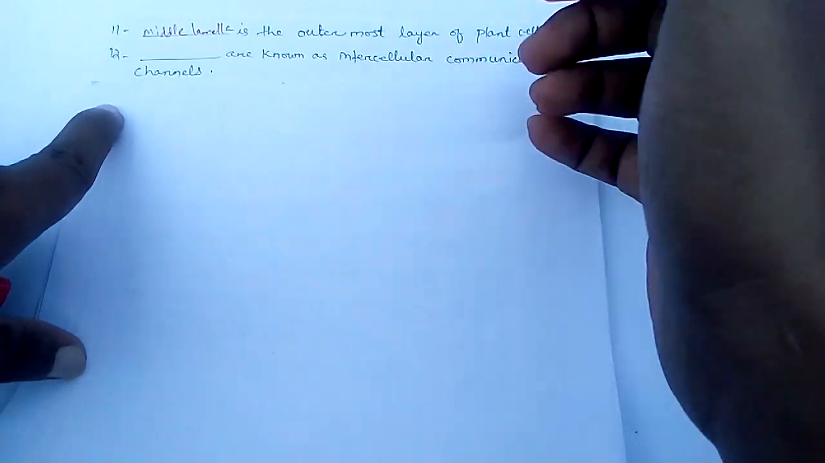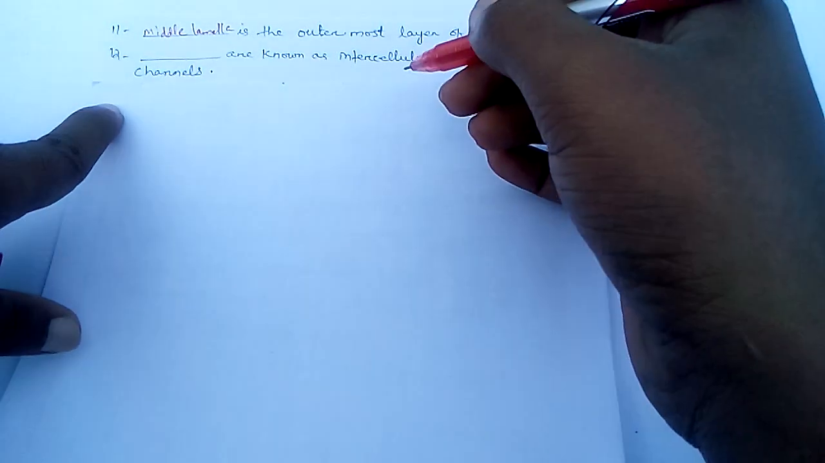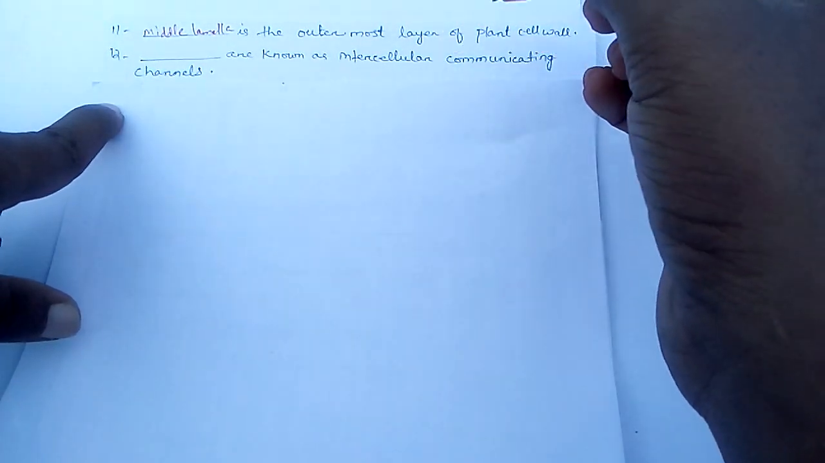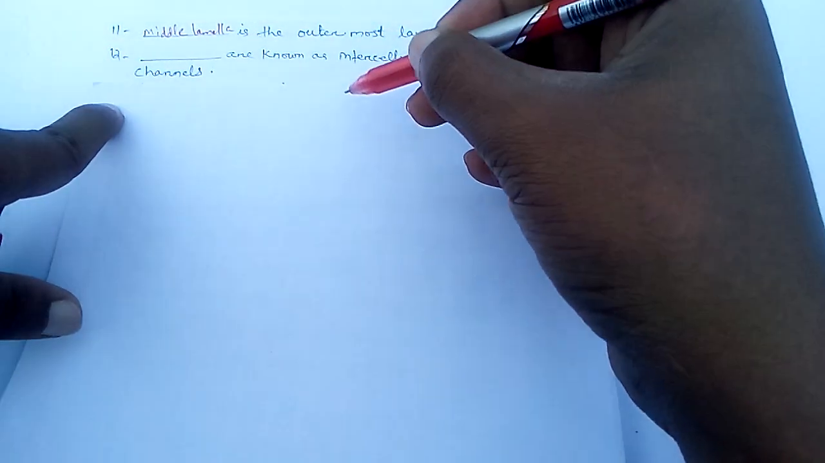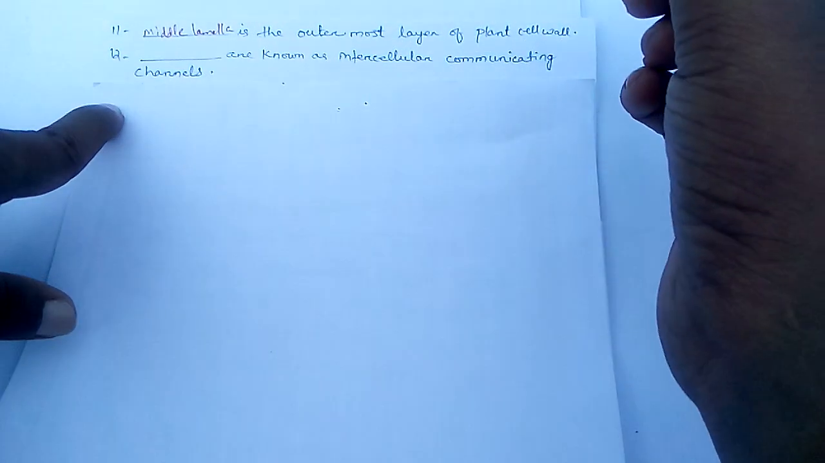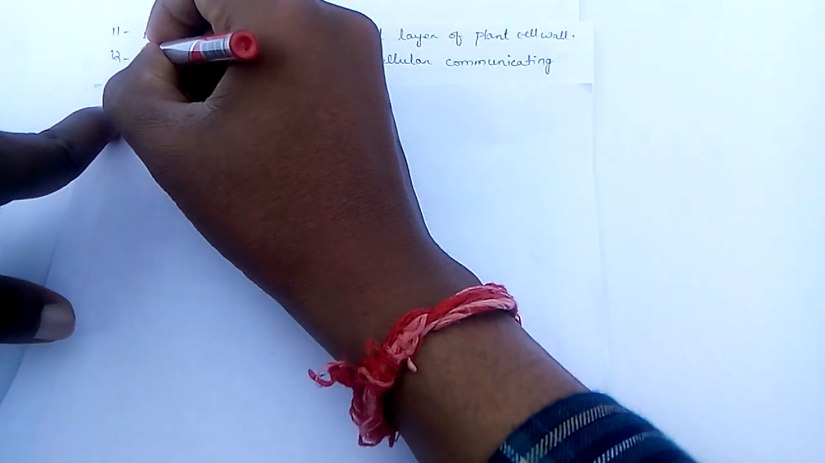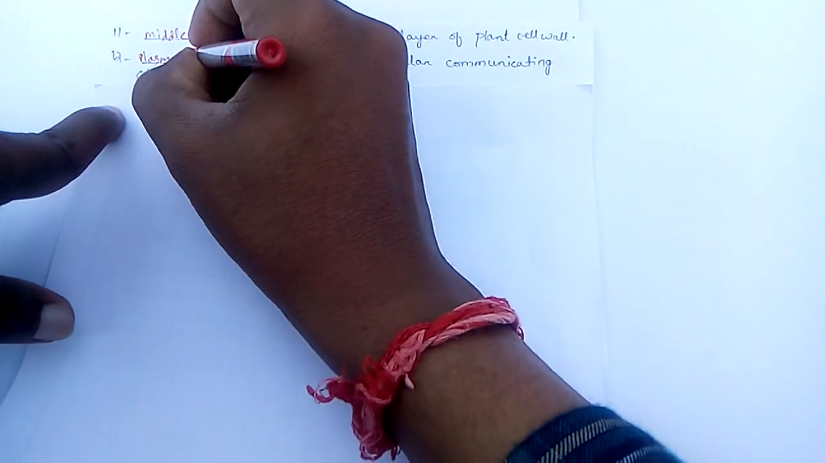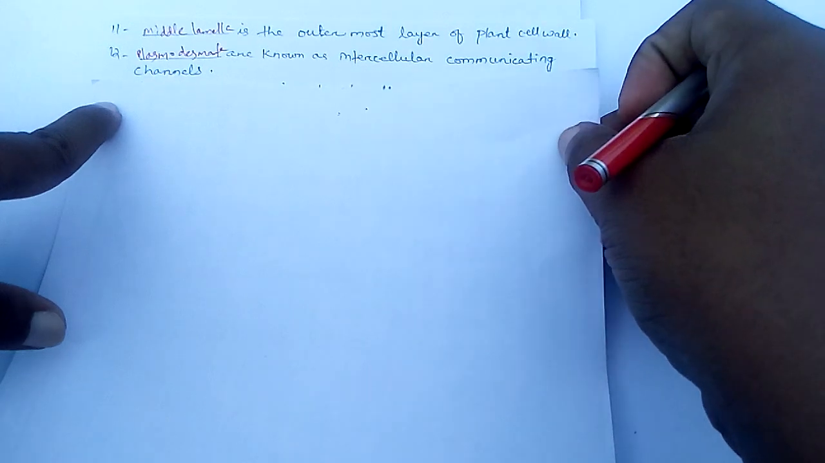Question number 12. Dash are known as intercellular communicating channels. Intercellular communicating channel means the passage through which communication or transportation between 2 cells occurs. So the correct answer of question number 12, intercellular communicating channels are also known as plasmodesmata. So plasmodesmata is the correct answer.